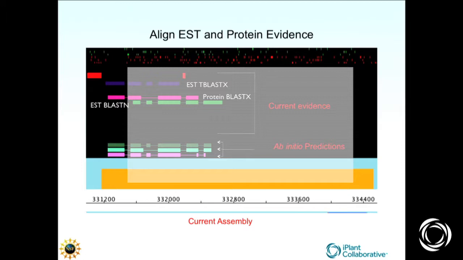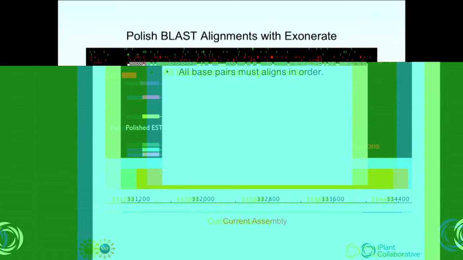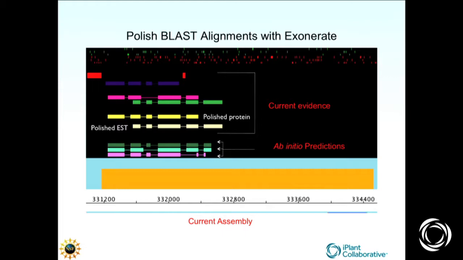And then it takes those alignments and repeats the alignment using a software called Exonerate. Exonerate is able to do the alignment, but is aware of intron-exon boundaries, and so it produces polished alignments. This is used as a basis to do a better job in defining the intron-exon boundaries, where BLAST is not capable of doing that.